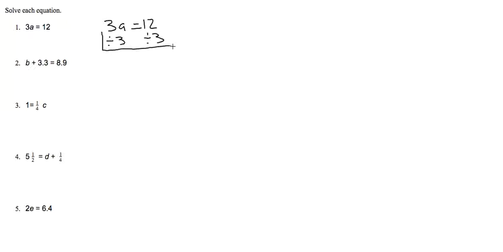This is really important to understand here, this step. We want to see this step on your test and on your homework. So in this case here, we want to do 3a divided by 3 and 12 divided by 3, because that gives us a, which is equal to 12 divided by 3, which equals 4. So a equals 4.